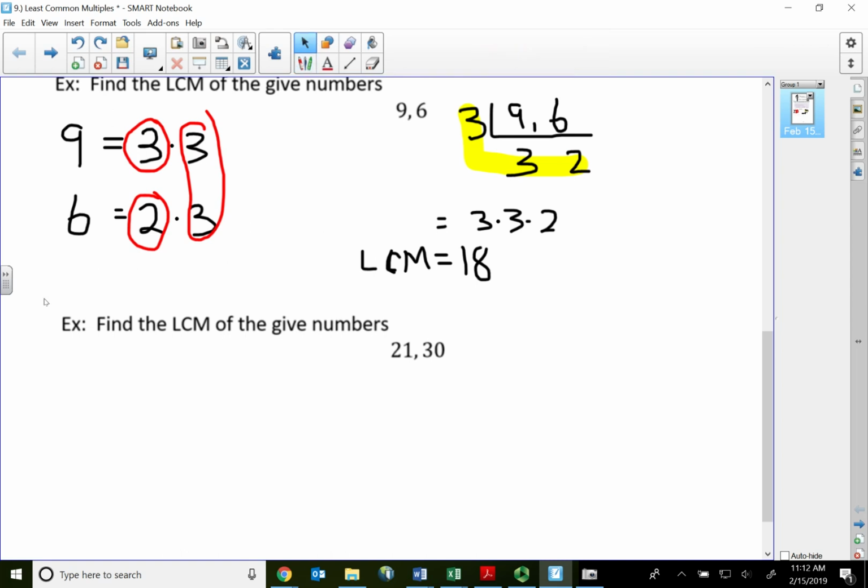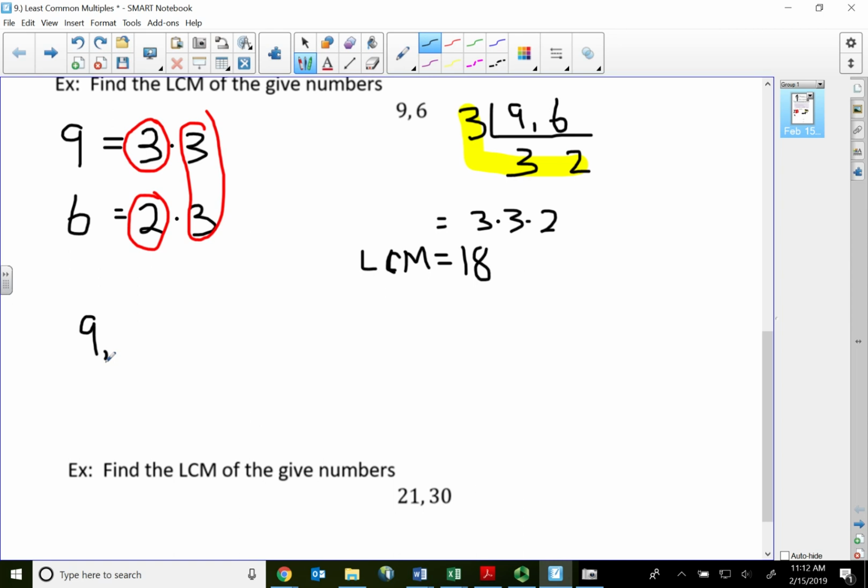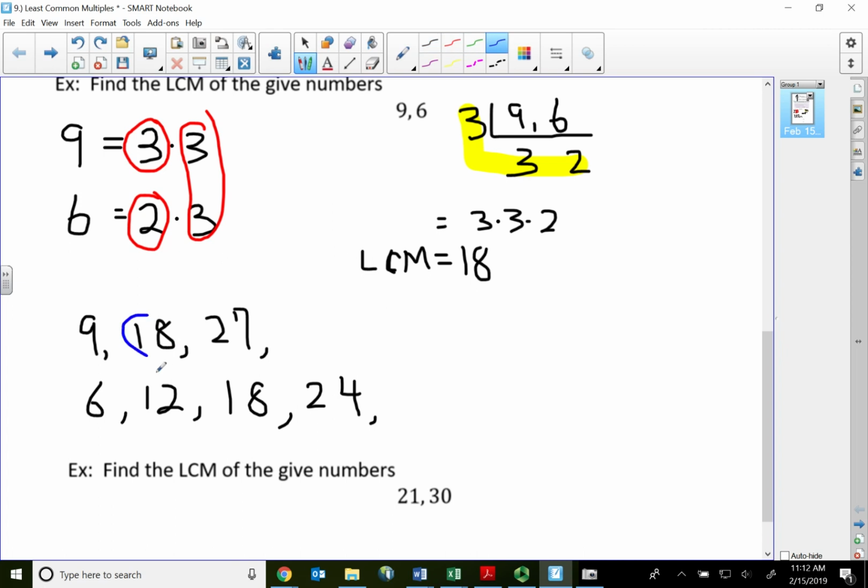Most people have probably been taught to do it the old-fashioned way, which is just to multiply your way up. 9 times 1 is 9, 9 times 2 is 18, 9 times 3 is 27, and so on and so forth. 6 times 1 is 6, 6 times 2 is 12, 6 times 3 is 18, 6 times 4 is 24, and so on and so forth. The smallest multiple that you find in both lists will be the answer. That's another way of doing it. So there are four basic ways to find the least common multiple.